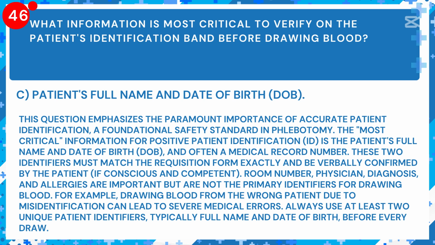Explanation: this question emphasizes the paramount importance of accurate patient identification, a foundational safety standard in phlebotomy. The most critical information for positive patient identification, ID, is the patient's full name and date of birth, DOB, and often a medical record number. These two identifiers must match the requisition form exactly and be verbally confirmed by the patient, if conscious and competent. Room number, physician, diagnosis, and allergies are important but are not the primary identifiers for drawing blood. For example, drawing blood from the wrong patient due to misidentification can lead to severe medical errors.